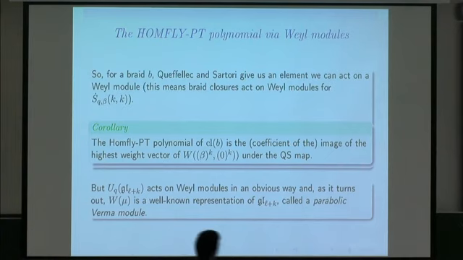So you see, I'm just rephrasing the same things in a slightly different language. We can rephrase the result and say that the HOMFLY polynomial is the coefficient of the highest weight vector on this Weyl module under the map.